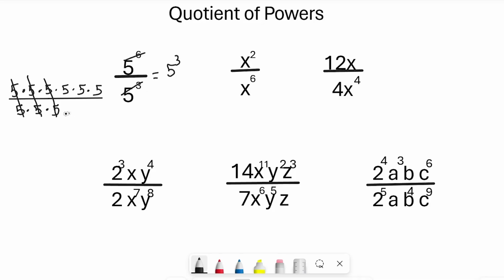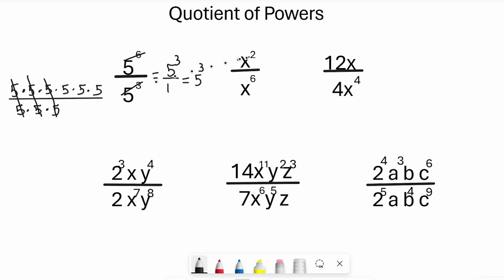Whenever you cancel everything, you must write it, in this case, over 1. And 5 to the third power is going to be divided by 1. It's going to be 5 to the third power, because that's how many factors you have. And you can see the leftover should be in the numerator, which is here.